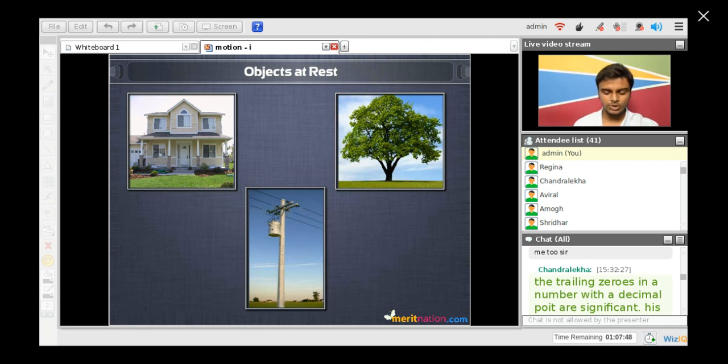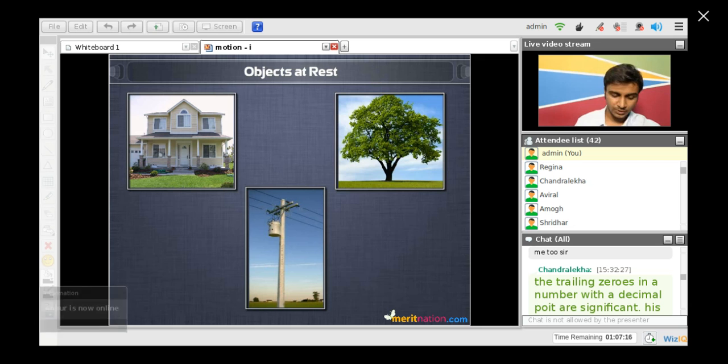Alright, so we're talking about motion in this lecture. Let's start with object at rest. An object at rest is basically defined as an object which does not change its position with respect to its surroundings in a certain interval of time. I repeat once again, the definition of an object at rest is when the object does not change its position with respect to its surroundings in a certain interval of time. That is said to be at rest.